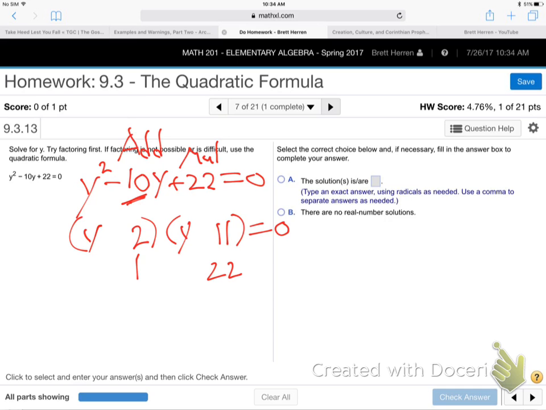This one doesn't factor. This thing's not factorable. How are we going to solve that then? The quadratic formula. Yeah, I wanted to show you why we're doing this new section called the quadratic formula, because sometimes they don't factor.